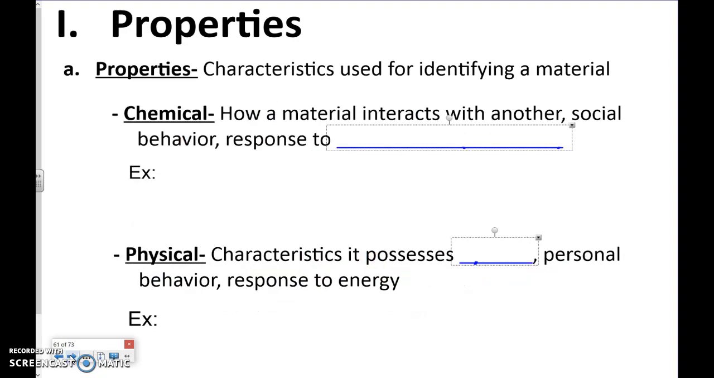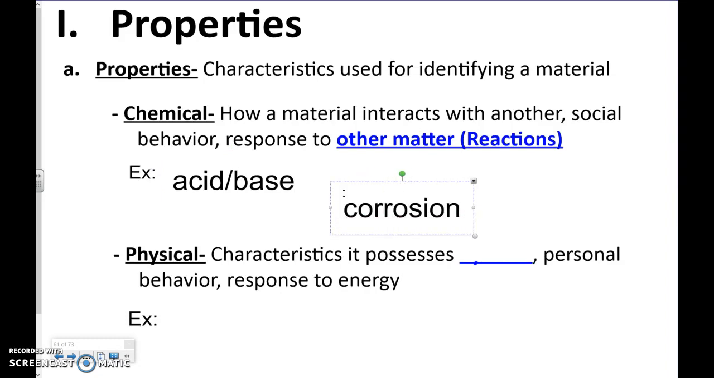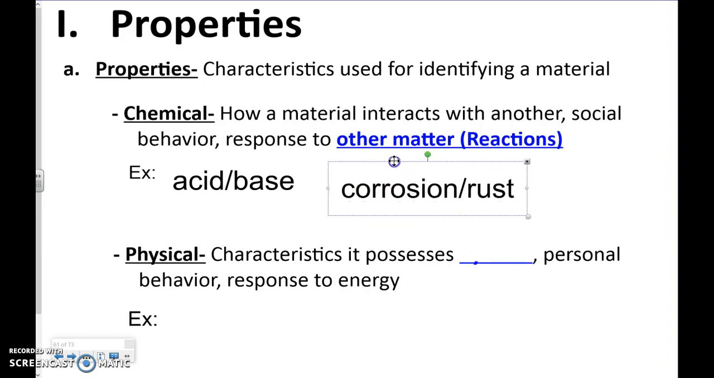What are the properties of metals? Well, what are properties to begin with? Properties are characteristics used to identify a metal, a material. We've talked about chemical properties. These are how a material interacts with other materials, other matter. This is reaction itself. We've talked about things like acid-base. More particularly in terms of metal, we're going to spend a lot of time on this next unit with corrosion or rust and how that works.